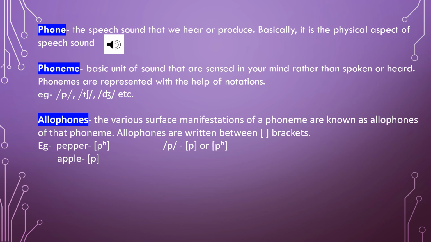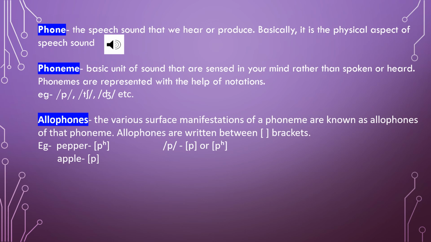Phoneme is the representation of the phone using different phonetic notations. Those notations are called phonemes. These phonemes are written between the forward slashes. The examples listed here are the p sound, ch sound and j sound.